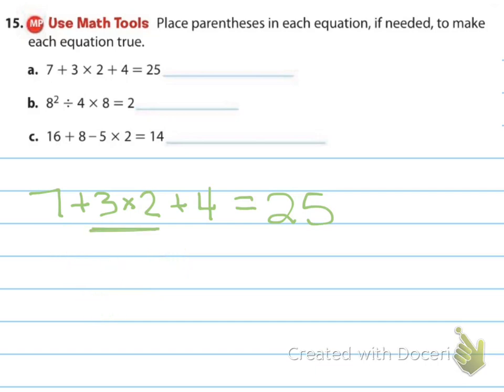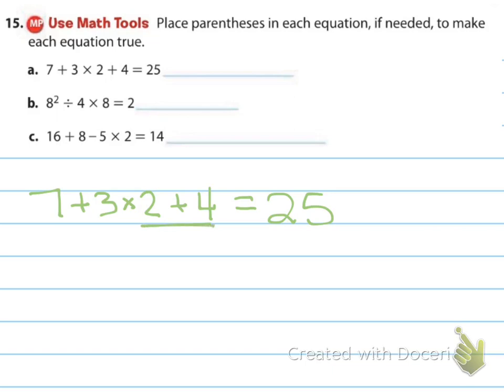Alright, how about if we do the parentheses around 3 times 2? That would be 7 plus 6 plus 4. 7 plus 6 is 13, plus 4 is 17. Not going to work. So it's not going to be 3 times 2 in parentheses.